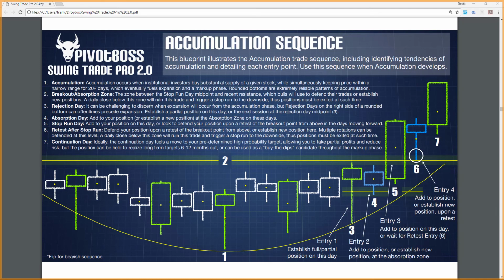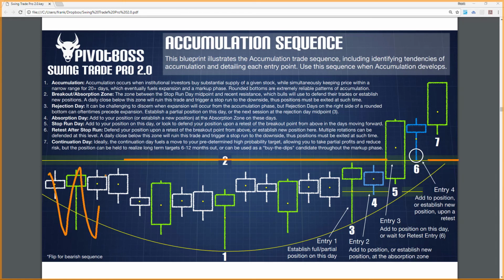This is the zone that bulls will use to defend their trades or establish new positions. And a daily close below this zone will ruin this trade and trigger a stop run to the downside. Thus, positions must be exited at this time. So that's this point right here. That's point 2.